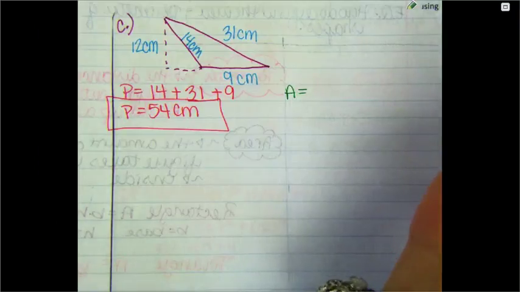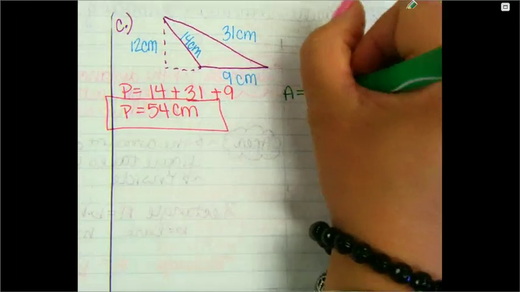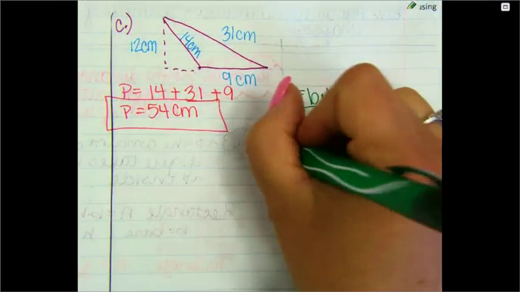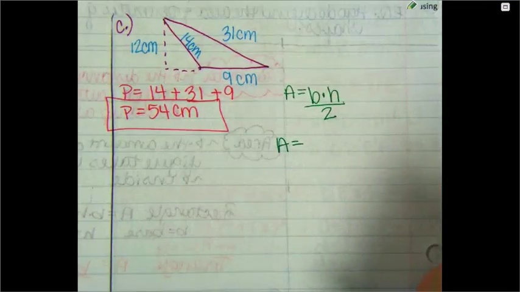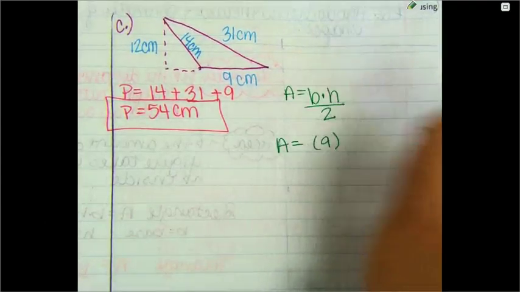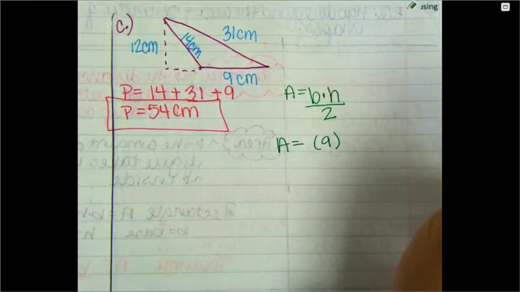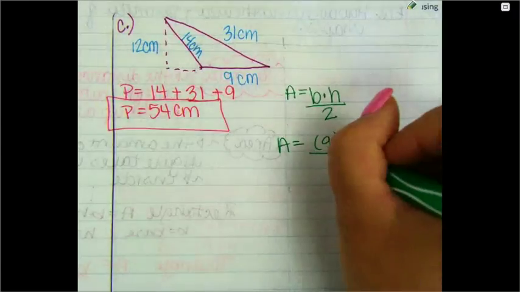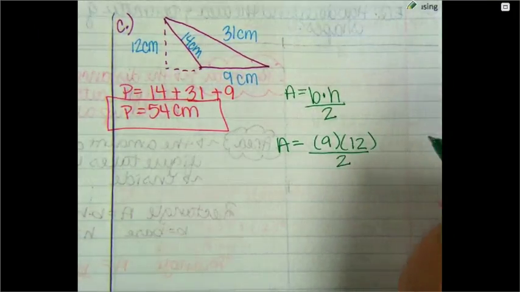Okay. All right, what's area? Base times height over 2. Why 2? What kind of shape do you have? It's a triangle. All right. So what's our base? 9 is correct. What's your height? 12. Remember I said your height has to be what? Straight up and down. It needs to be perpendicular to the bottom. So we're going to multiply that by 12. Very good. Divide by what? By 2.